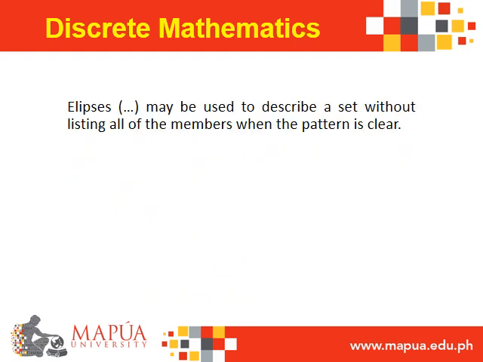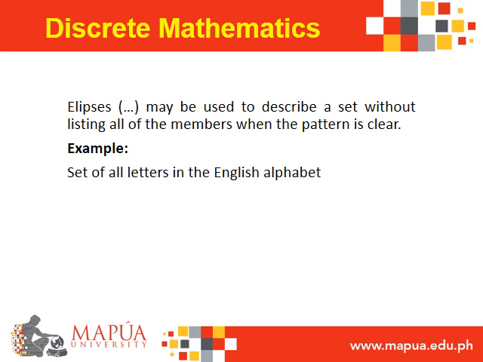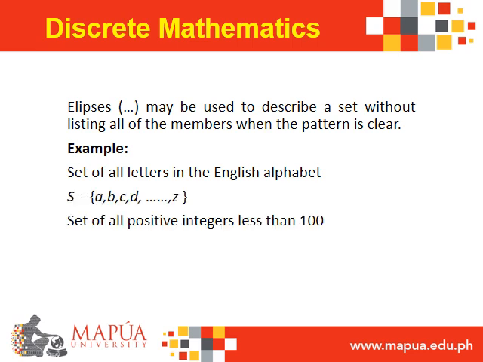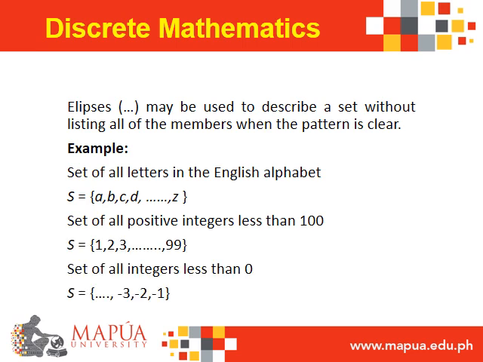The ellipsis may be used to describe a set without listing all the members when the pattern is clear. One such example is the set of all letters in the English alphabet. It can be represented like this. The set of all positive integers less than 100, like this, and the set of all integers less than 0, like this.